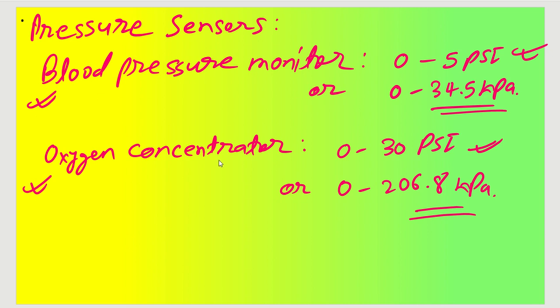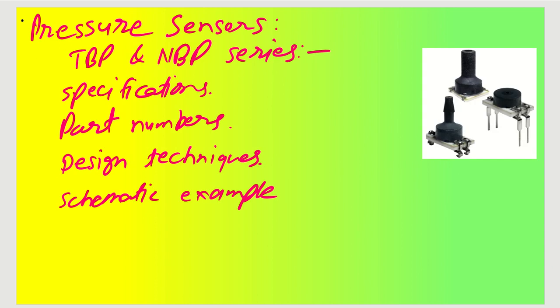There are several other applications as well, but we'll concentrate on these two applications, which will be around 0 to 5 psi and 0 to 30 psi. So what are the things that we will see in this session? We will see the specifications of these two particular series of pressure sensors. Then we will see how we can find the part numbers for our specific requirements. What are the different design techniques, and we will see the schematic example as well. So shall we proceed?